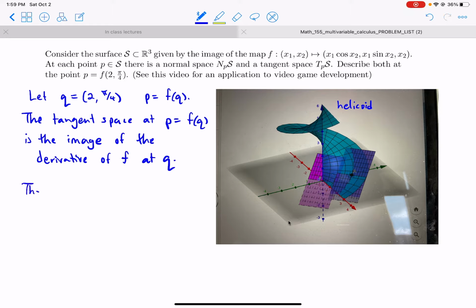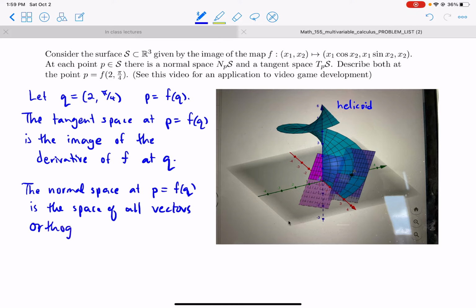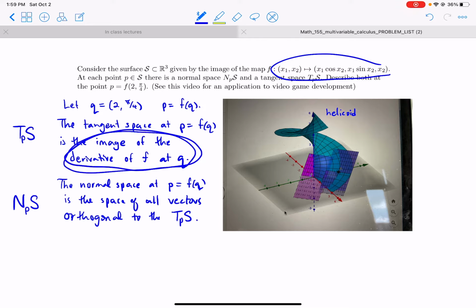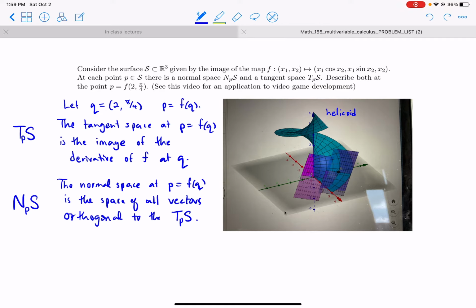Okay, then I'll say the normal space at P equals f of Q is the space of all vectors orthogonal to the tangent space. Okay, so this is the tangent space to the surface at the point P. This is the normal space at P to the surface we're calling S. Okay, so what do we need to do? We need to first take the derivative, because the tangent space is the image of the derivative map. Okay, so let's take the derivative.